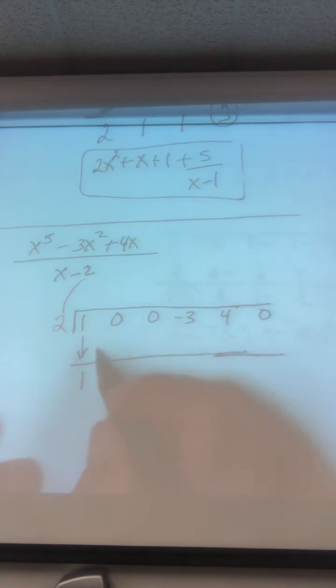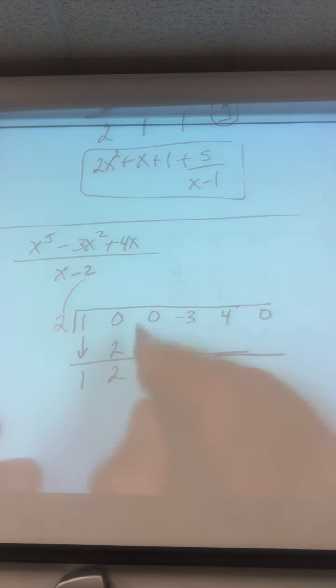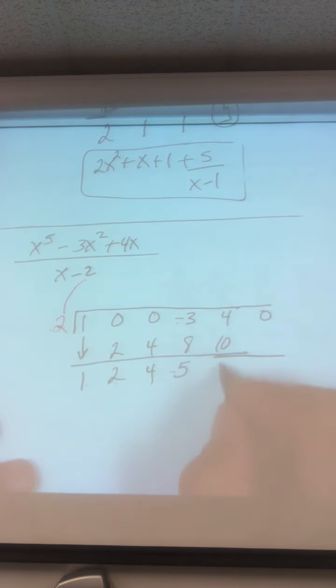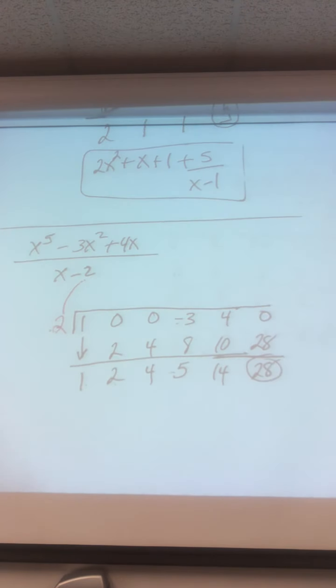So bring the 1 down. 2 times 1 is 2. 0 plus 2 is 2. 2 times 2 is 4. 0 plus 4 is 4. 2 times 4 is 8. Negative 3 plus 8 is 5. 2 times 5 is 10. 4 plus 10 is 14. 2 times 14 is 28. 0 plus 28 is 28. That should be my remainder.